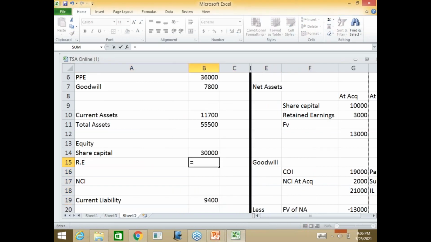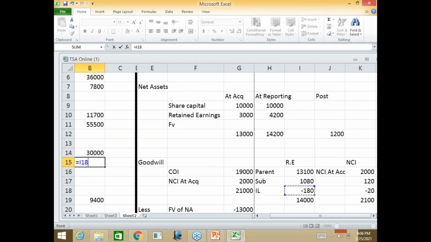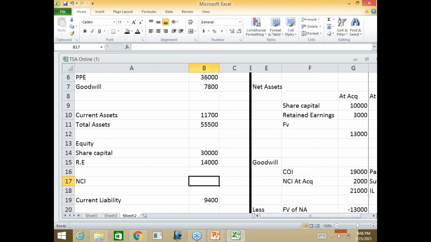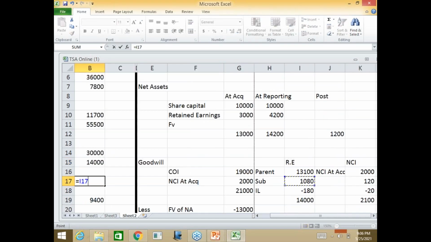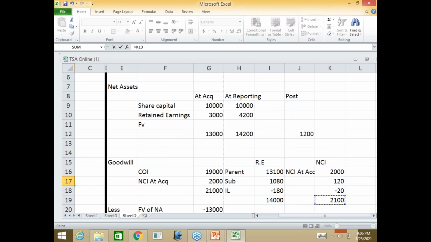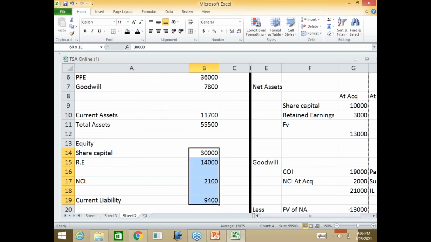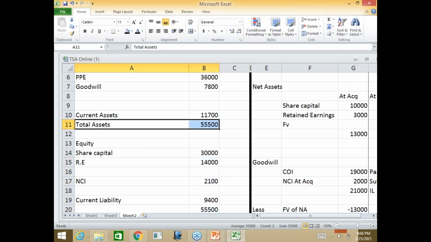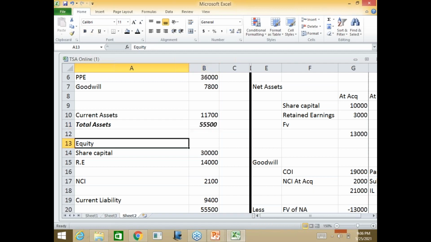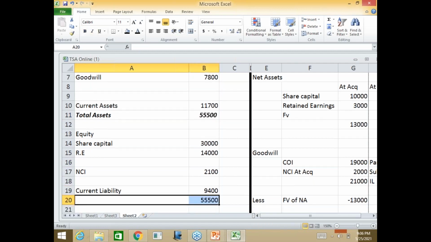So we should give the link of the retained earnings from here, and you should give the link of NCI from here, 2,100. So by adding this figure, your equity and liabilities will be equivalent to your assets. That's my assets.